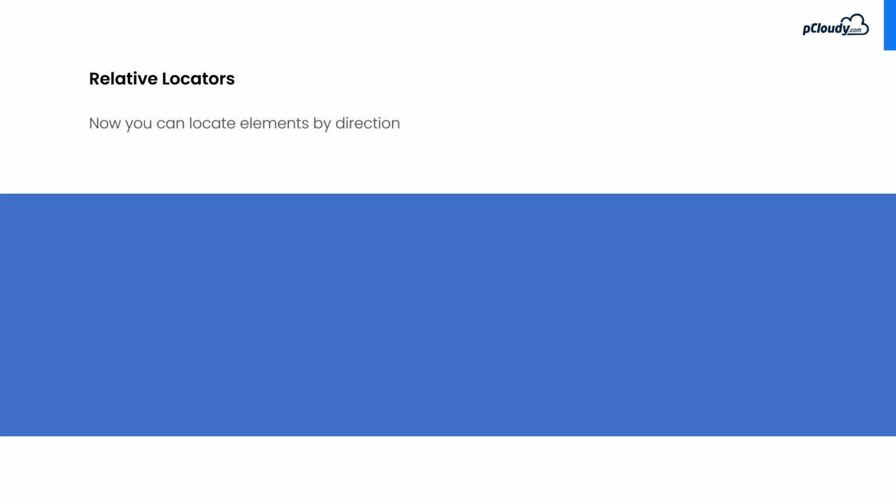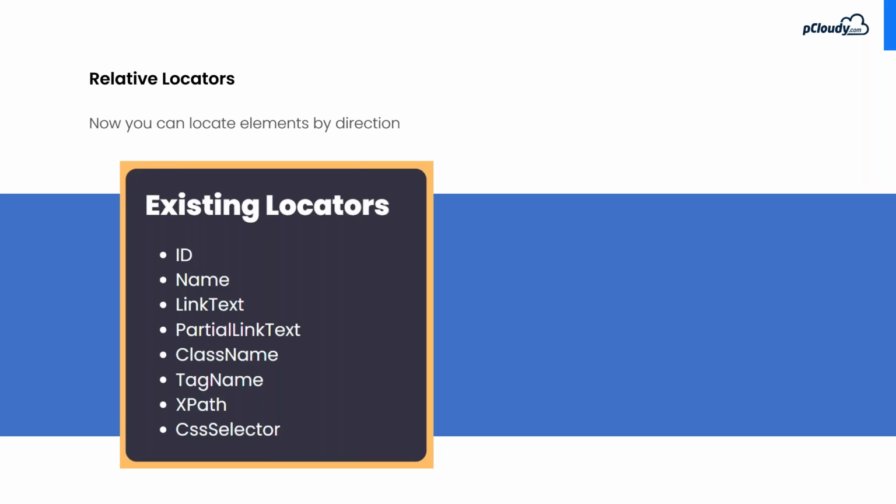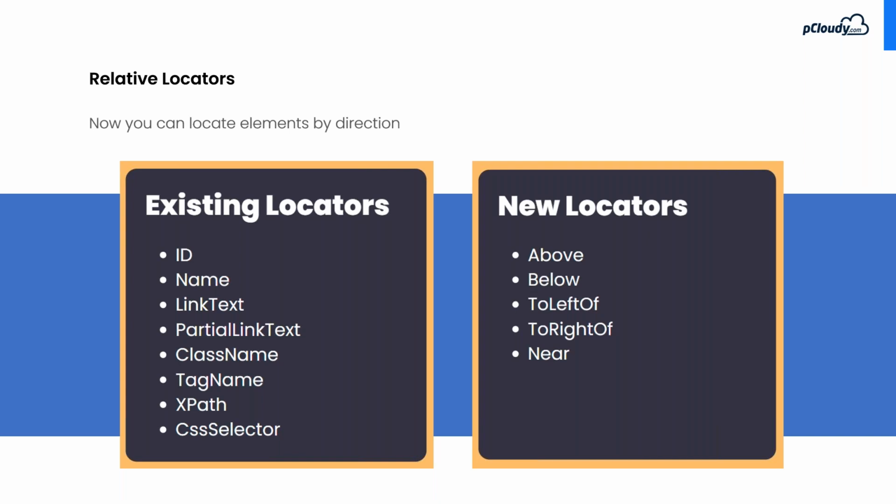So we will look into some of the existing locators which we were using earlier. With these existing locators, we can find the elements on the web using their properties like IDs, name, or class name, or even the XPath for that matter. And when we talk about the new locators, these are above, below, left of, to the right of, and near. So these are some of the new locators that have been added in Selenium 4.